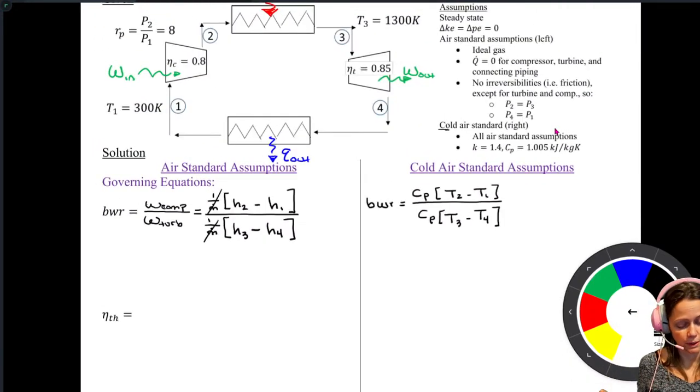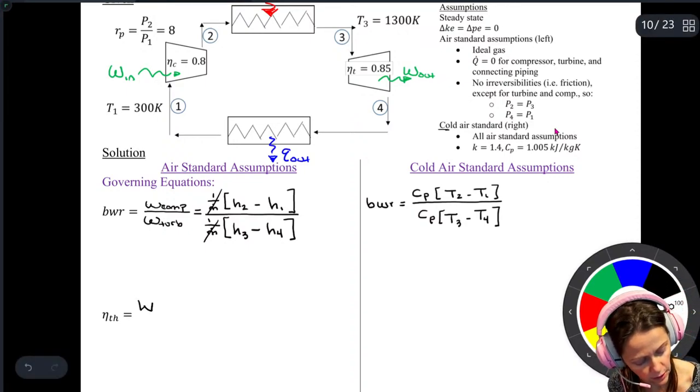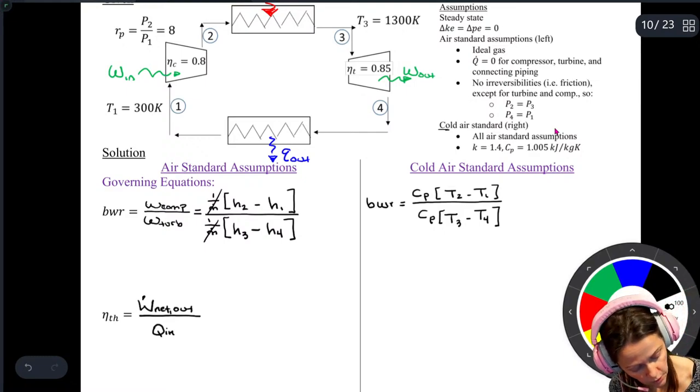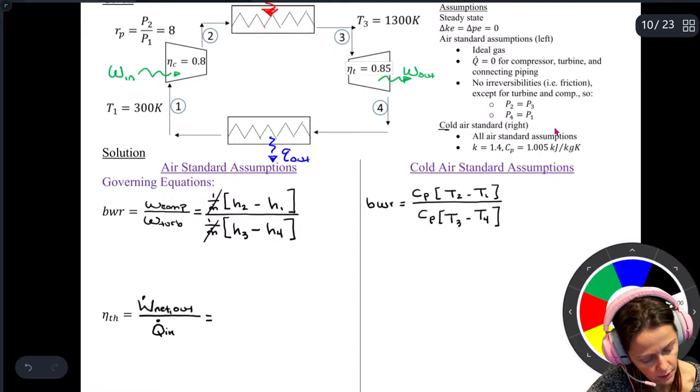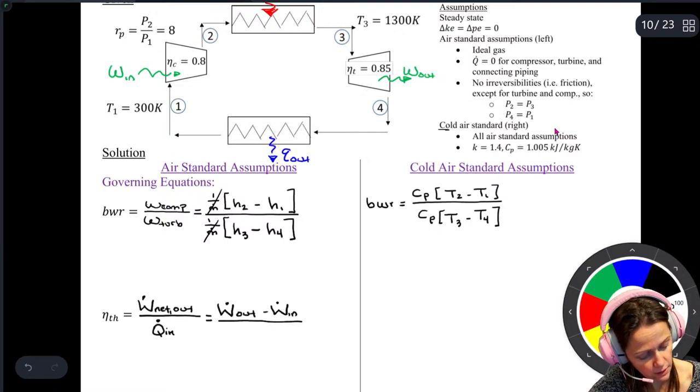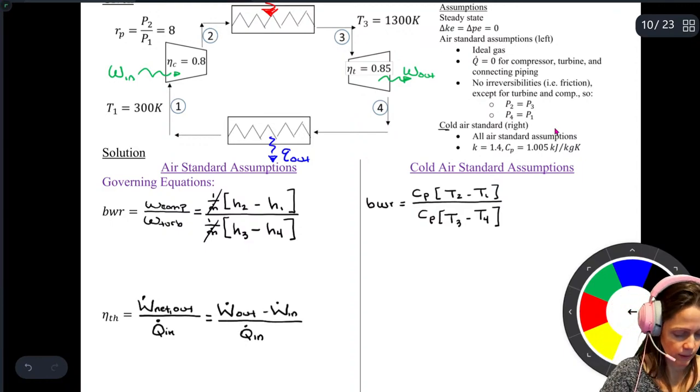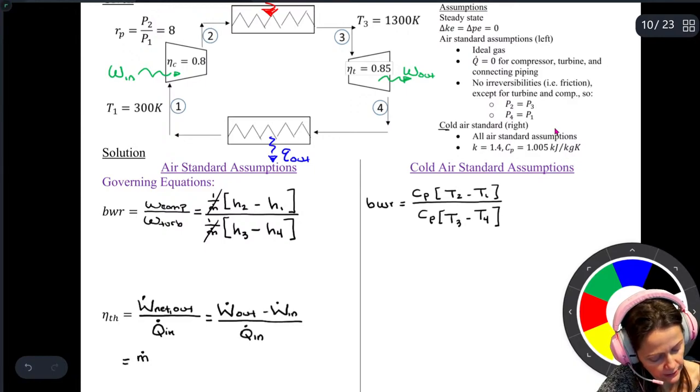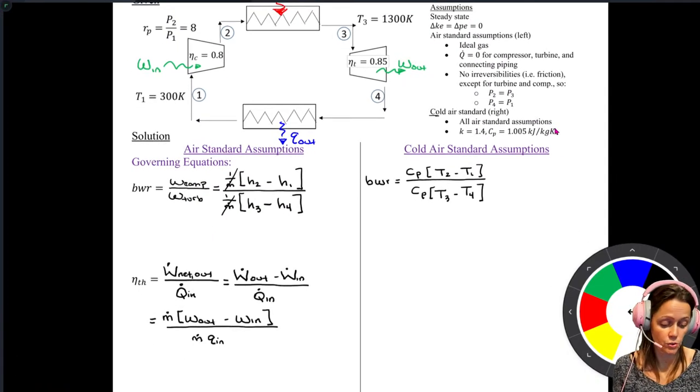And I need my thermal efficiency. So my thermal efficiency is defined as big W net out over big Q in. And I could put this in terms of rates. So this is going to be any W dot out minus any W dot in over Q dot in. And of course I can isolate the M dot on the outside. So I've got the work out and the work in, because I defined those things. The work out is going to be for the turbine. Work input is going to be for the compressor. So I've got those equations.